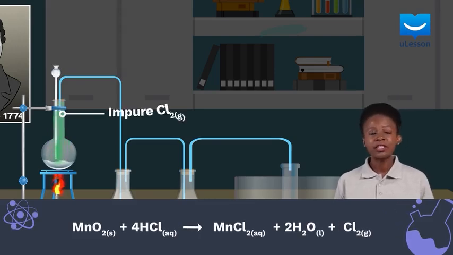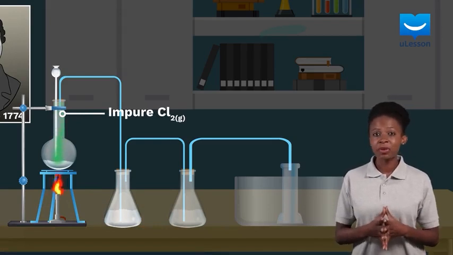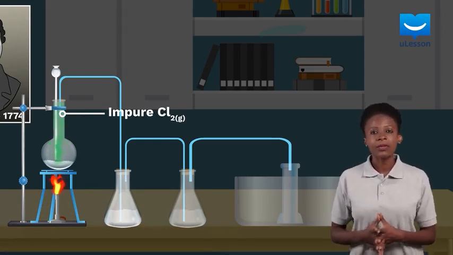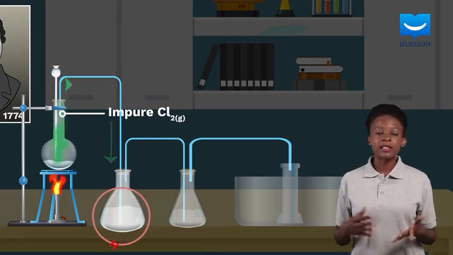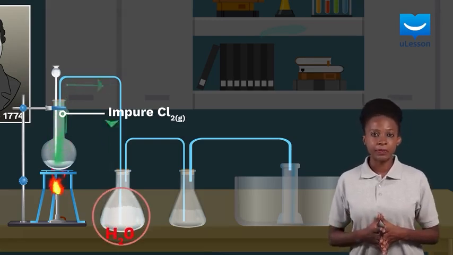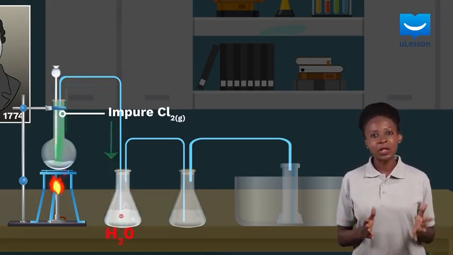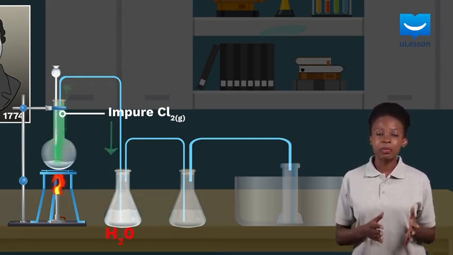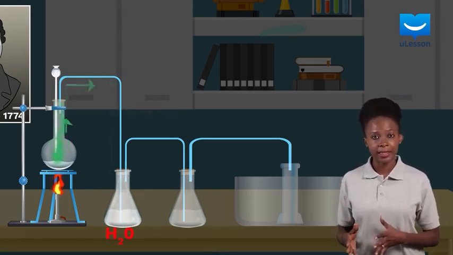Some traces of hydrogen chloride gas may be present in the chlorine gas, so that needs to be removed. This is done by bubbling the gas through water, as shown here. Since the hydrogen chloride gas is very soluble in water, it is absorbed and separated from the chlorine gas.